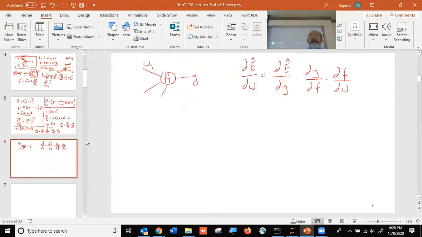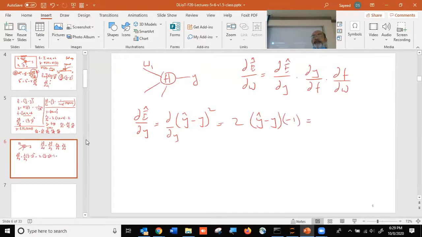So let's try to do that. What is the derivative of E hat with respect to y? Remember, this is simply y hat minus y the whole squared with respect to y. What is this? 2 times y hat minus y, okay, times minus 1. Because you take the derivative of minus y, you get minus 1, all right?